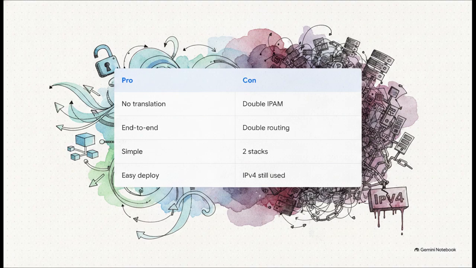Let's weigh the pros and cons here, because the reality of this burden is pretty stark. On the plus side, there's zero translation overhead, and you get to perfectly preserve your end-to-end network semantics. Plus, you can deploy it incrementally across a campus, which is nice. But the downsides? They're intense.